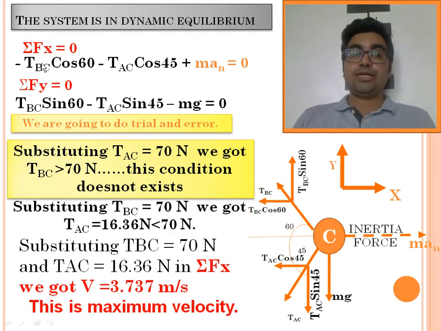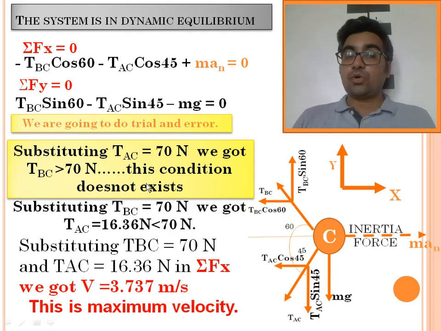So I substituted TBC equals 70 Newton and TAC equals 16.36 Newton in summation Fx equals 0, and I got the unknown V with the help of mV square by R, and we got the value of V equals 3.737 meter per second, and this is the maximum velocity.